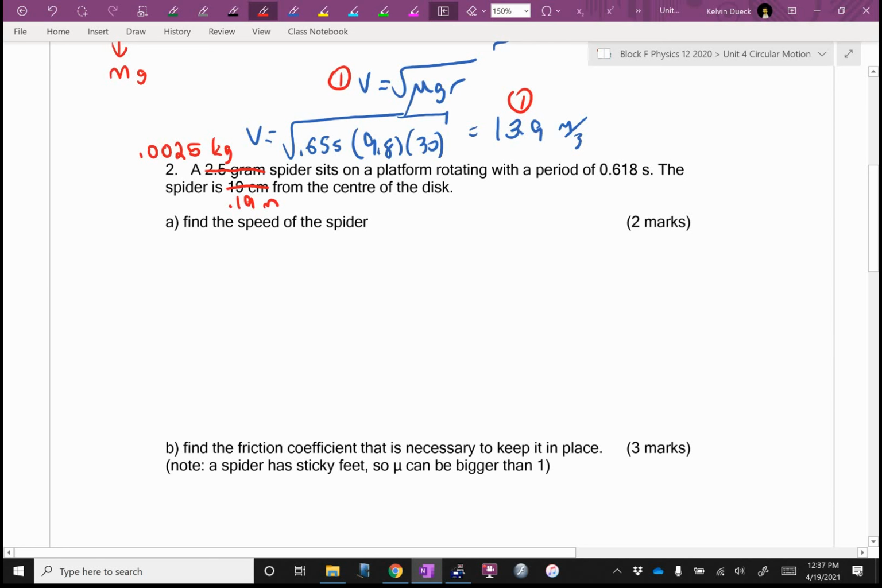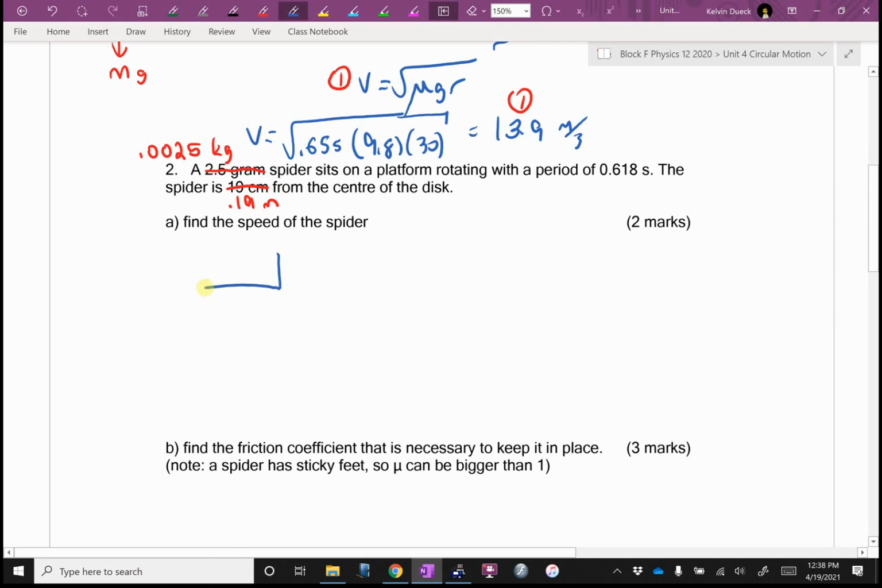I may have asked you this the other day. This question used to say a spider sits on a record player. Do you all still know what a record player is? Oh, okay. I've changed it to rotating platform because I suddenly thought, I don't know if they know what one of those is anymore. Okay. Good day, good day.